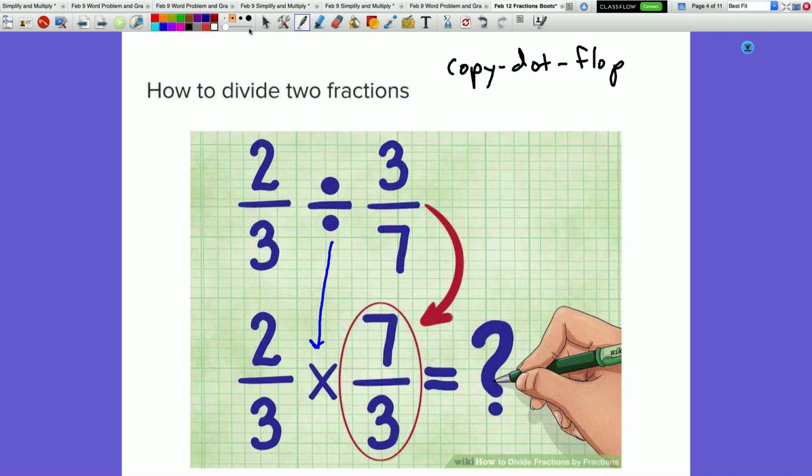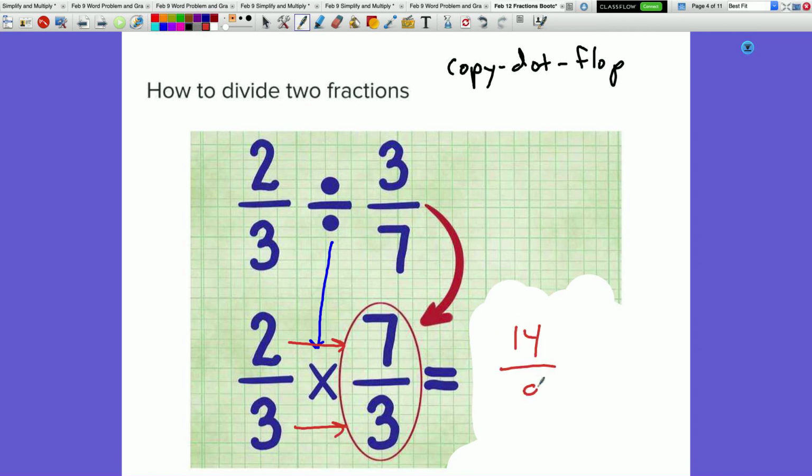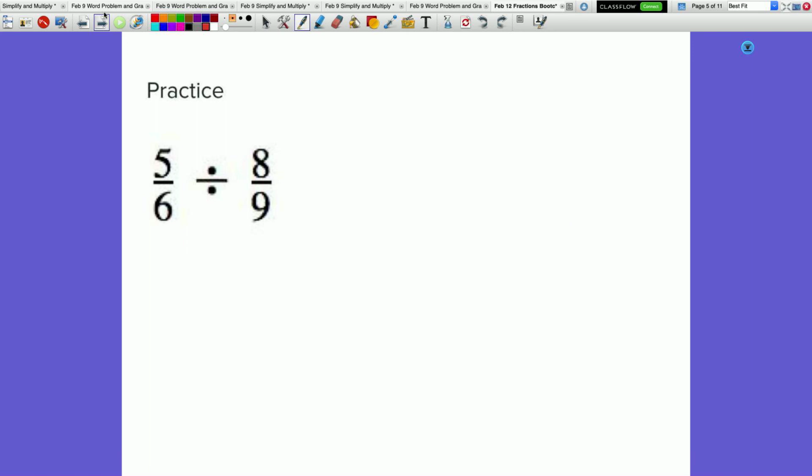Now that we've done this, we can finish solving this problem here because we know how to multiply two fractions. Multiplying fractions is easy. You just multiply straight across the top and the bottom. So 2 times 7, 3 times 3, and I get 14 over 9. And we'll start just leaving all of our answers as improper fractions, at least for the rest of today.